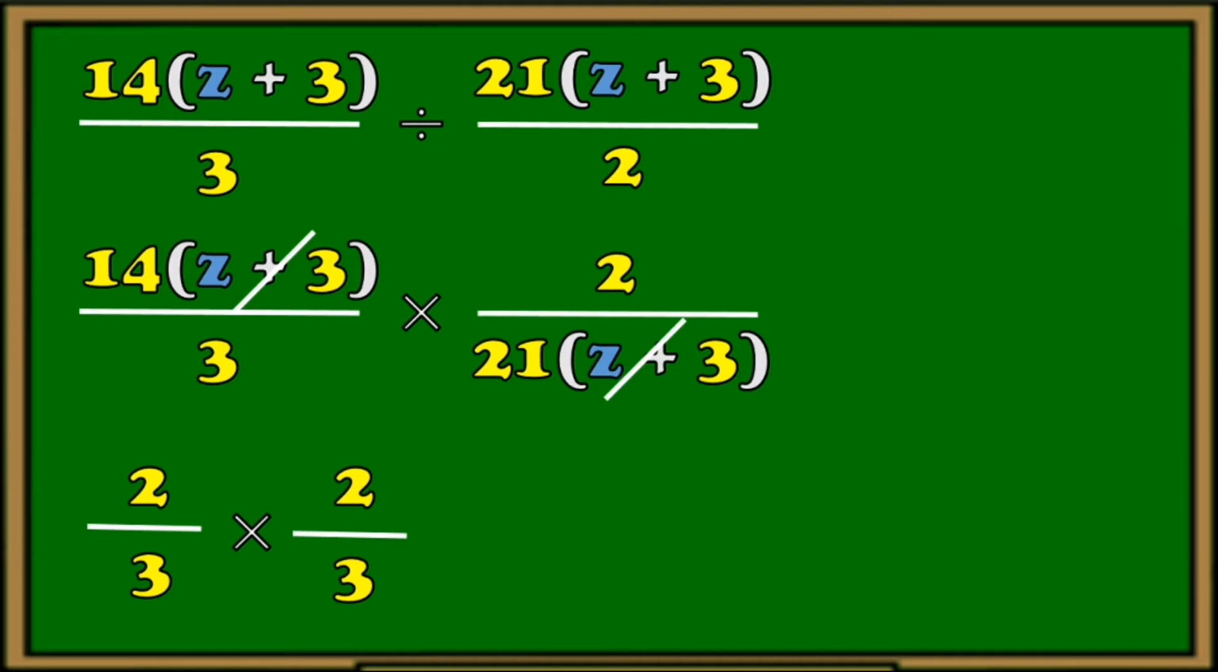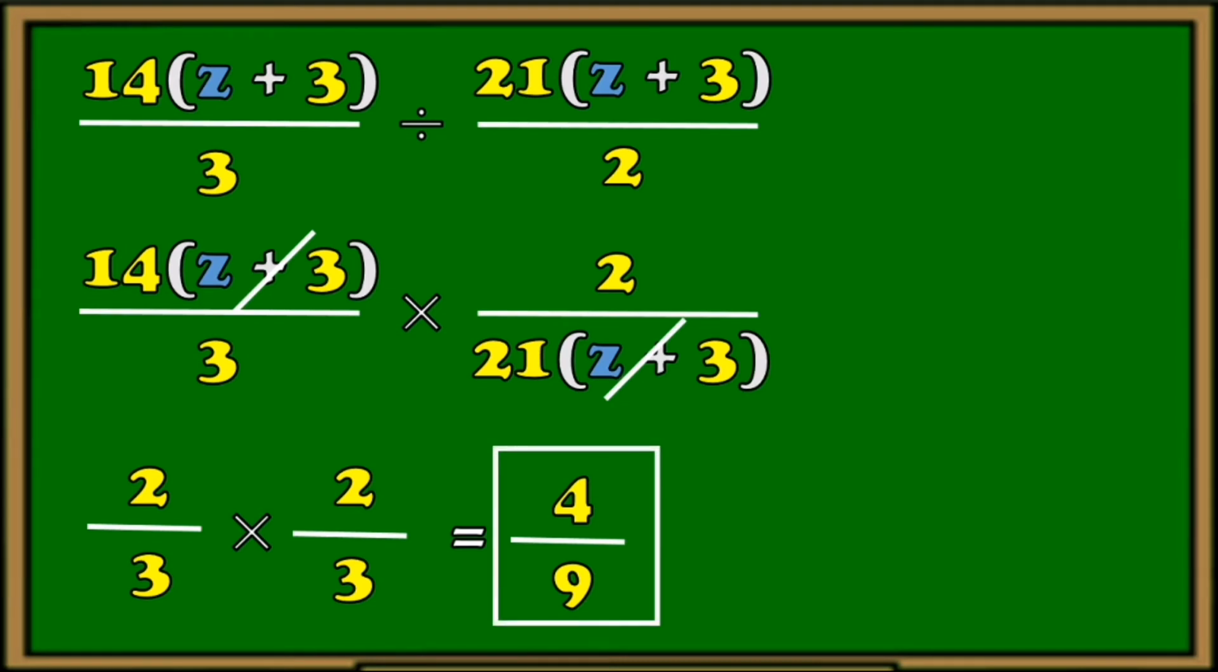Now we have everything in their simplest form. We can now proceed to multiplication. Numerator times numerator, 2 times 2 is 4. Denominator times the denominator, 3 times 3 is 9. Our final answer, 4 over 9.